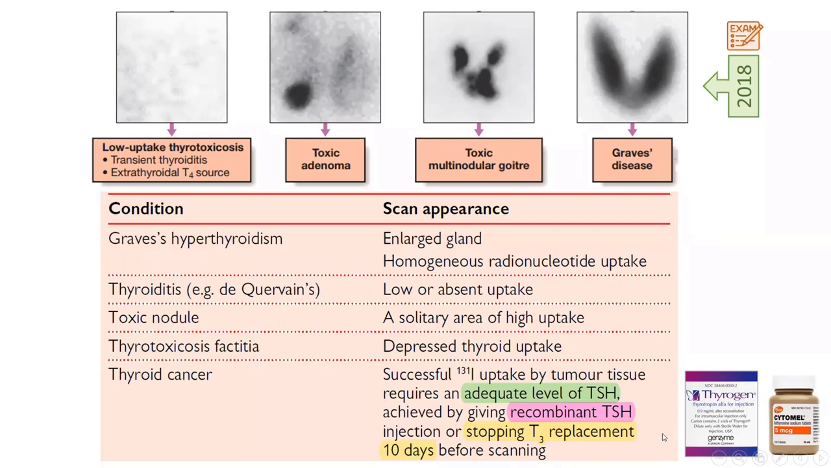And another modality, with the risk of relapse of thyroid cancer, is stopping the thyroxine for 3 to 5 weeks before the imaging study. And we can convert the patient from thyroxine to T3, because T3 has a short half-life, and then stop T3 replacement therapy, which is Cytomel, 10 days before the scanning.